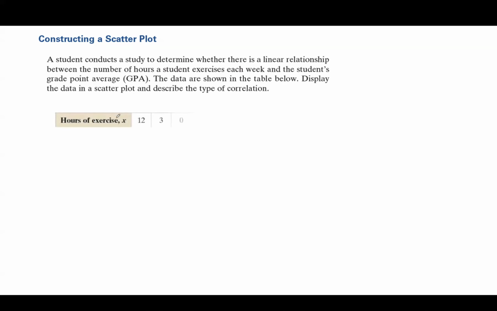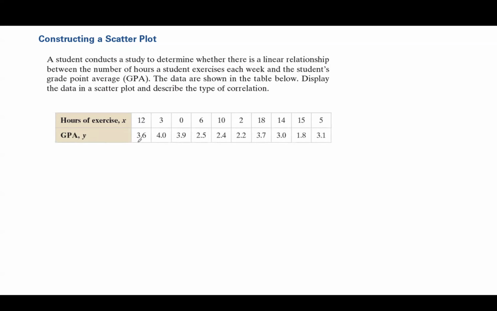The hours of exercise is denoted by X, the independent variable: 12 hours, 3 hours, 0 hours, no exercise at all, 6 hours, 10 hours, 2, 18, 14, 15, and 5. The GPA of those students who exercise 12 hours is 3.6. 3 hours of exercise, 4. No exercise at all, 3.9. 6 hours of exercise, 2.5. 10 hours of exercise, 2.4, and so on.